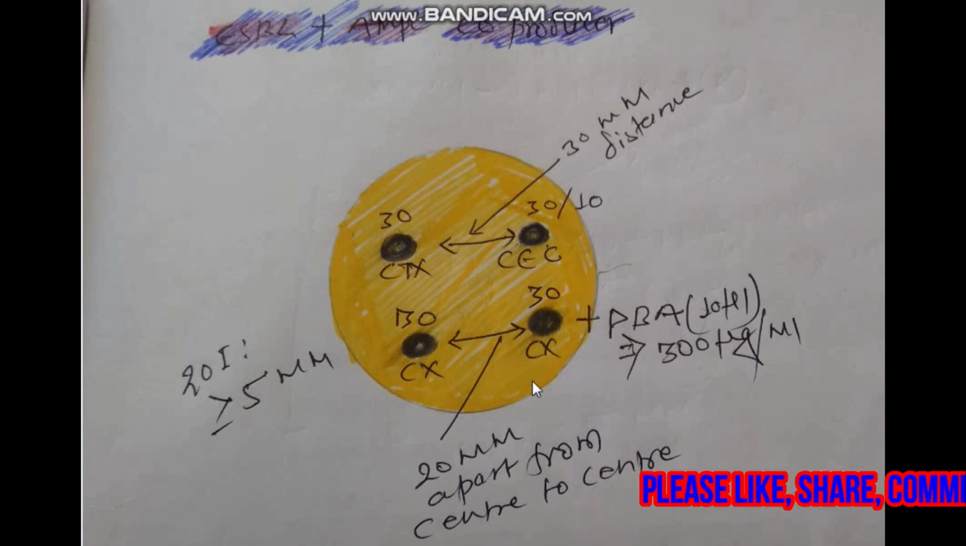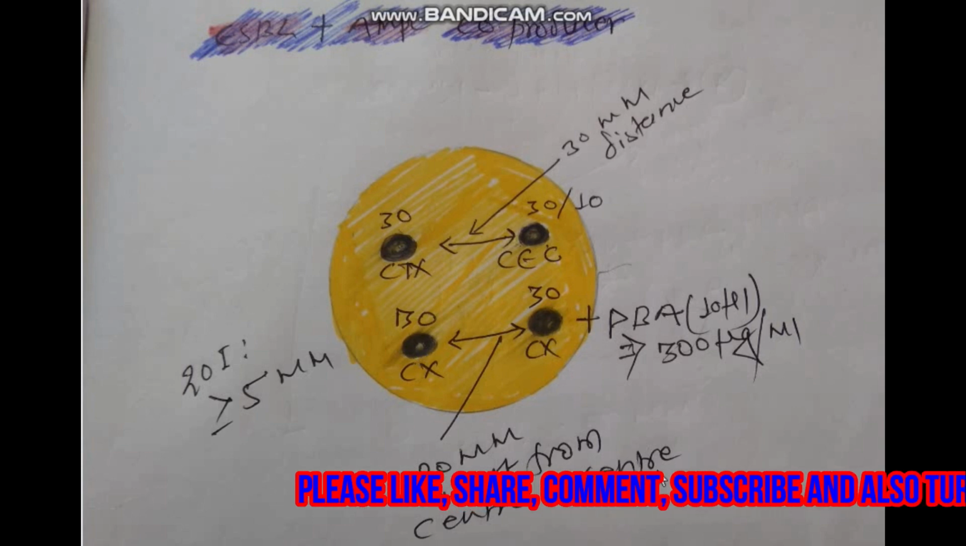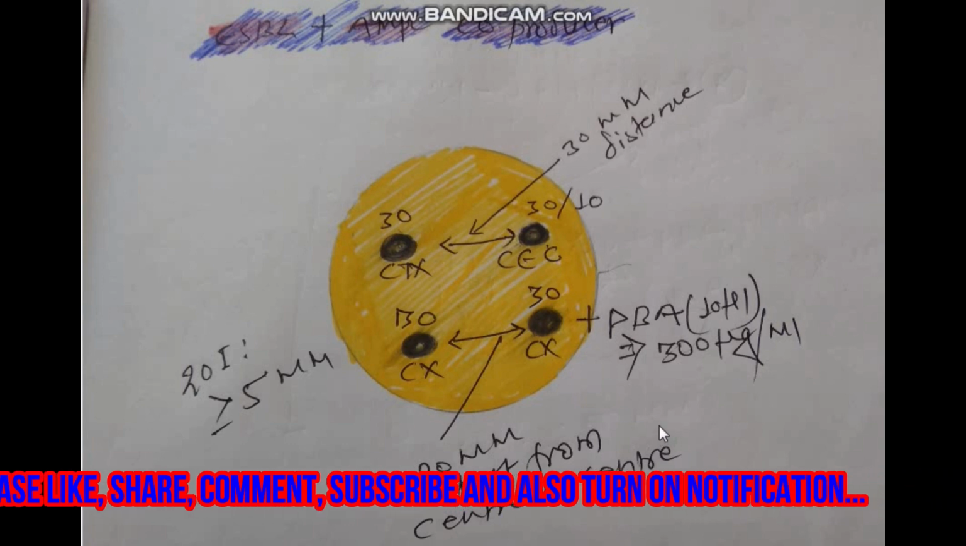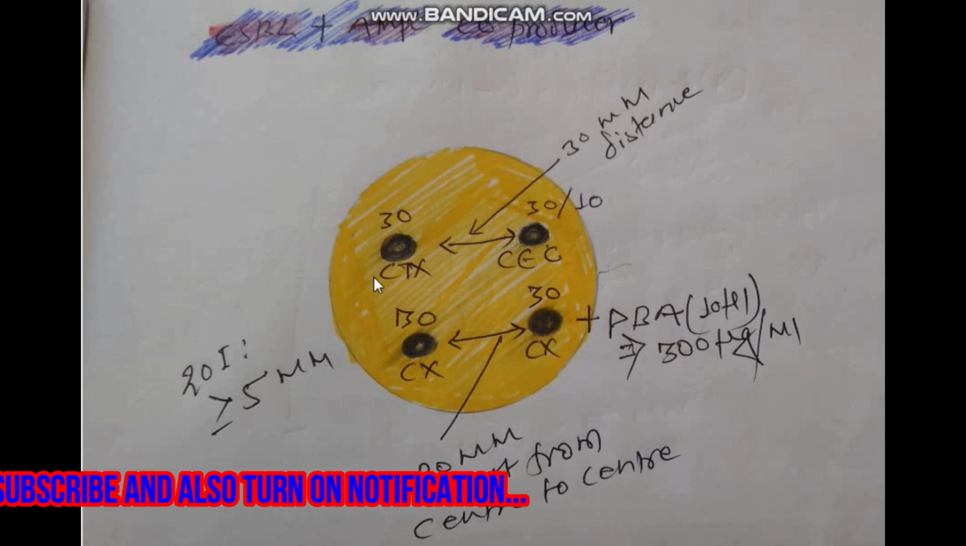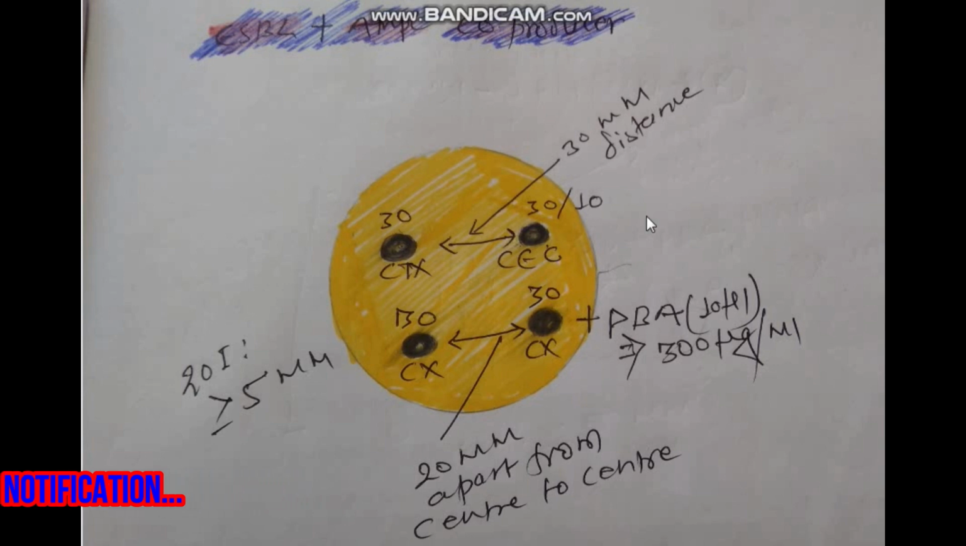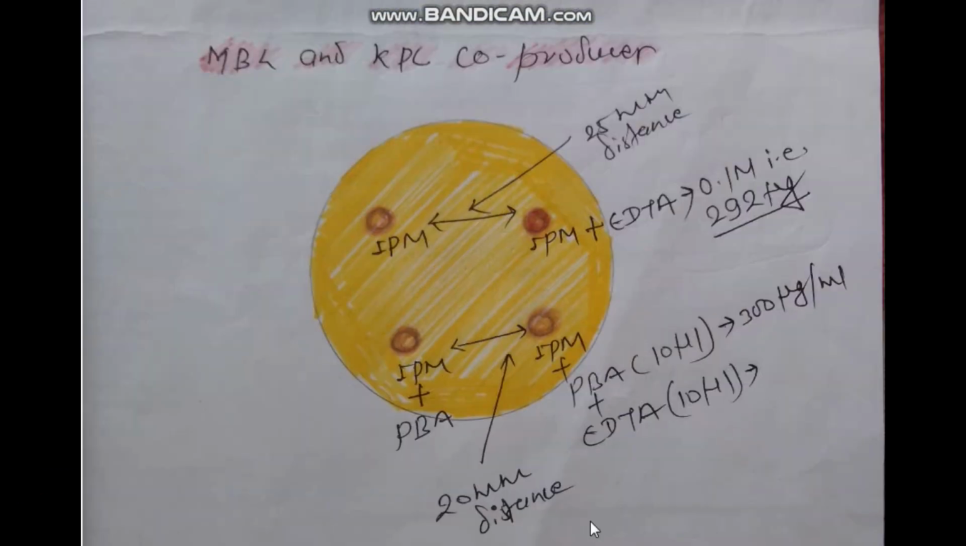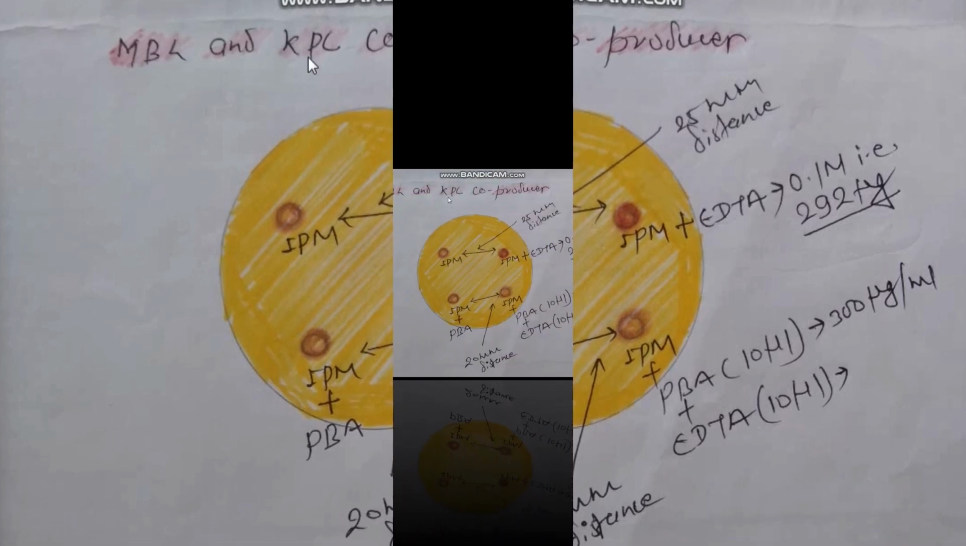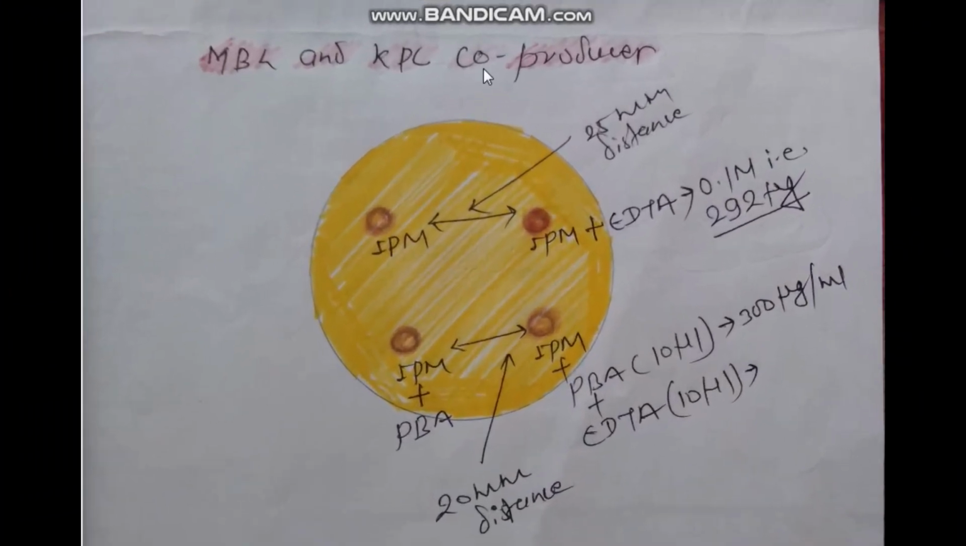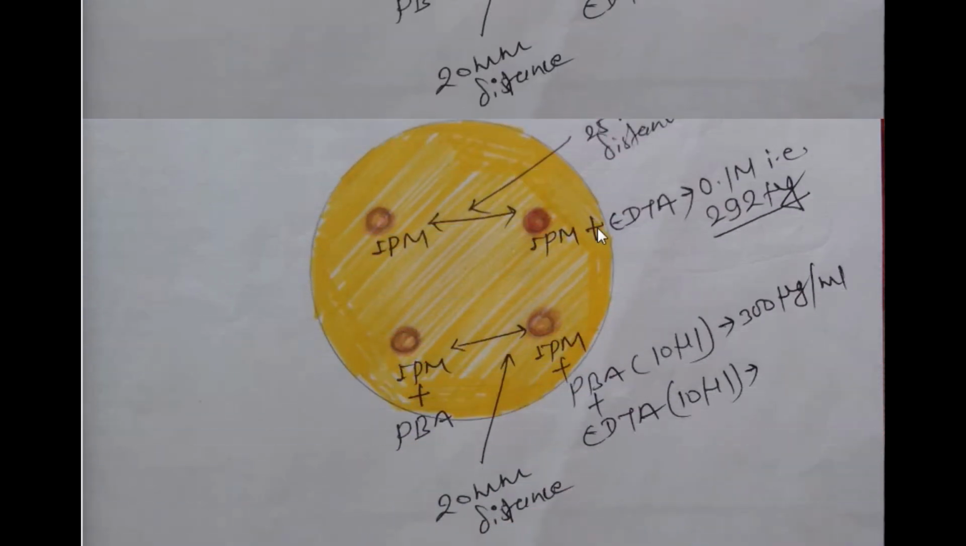Okay, so let's talk about Metallo beta-lactamase and Klebsiella pneumoniae carbapenemase co-producers. Apply the same method as discussed in MBL and discussed in KPC in a single Mueller-Hinton agar plate, and everything is the same.